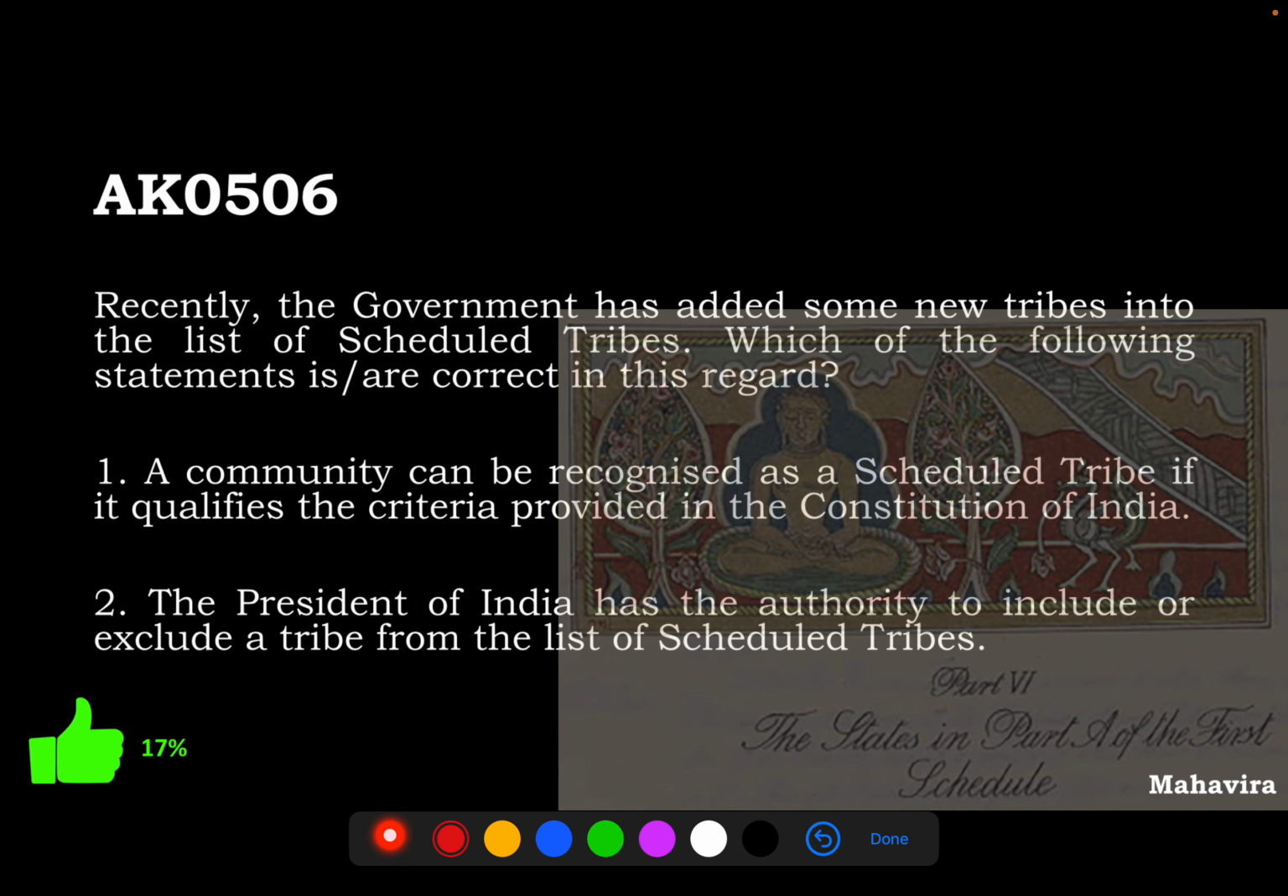So, next question is regarding the tribes being added to the list of scheduled tribes, the STs. And two options are given here that a community can be recognized as a scheduled tribe if it qualifies the criteria provided in the constitution. Actually, there is no criteria provided in the constitution. So the government decides, there is a role of National Commission of Scheduled Tribe.